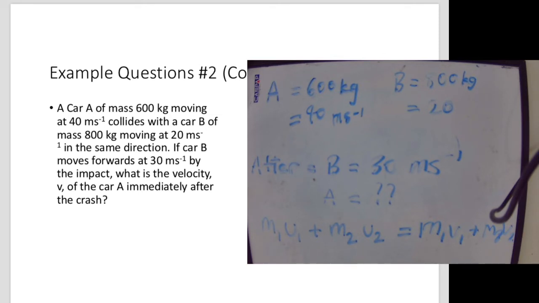So basically, the law of conservation of momentum is saying that before the collision and after the collision, you still have the same total amount of momentum. So if you know the total amount on one side, then you should know the total amount on the other side.